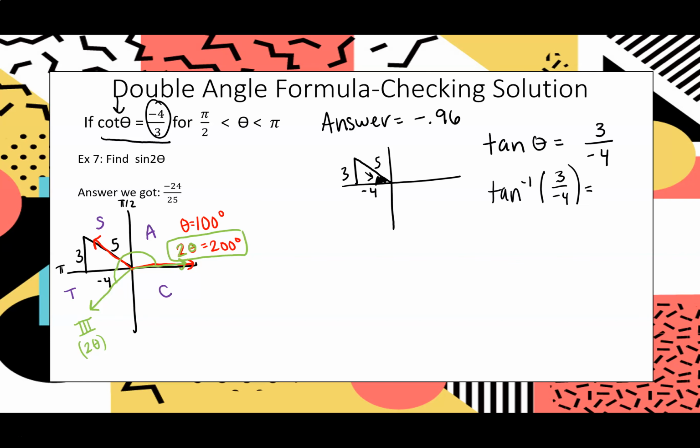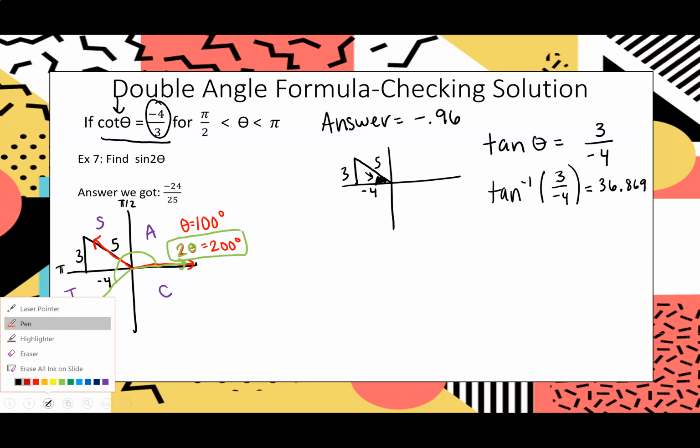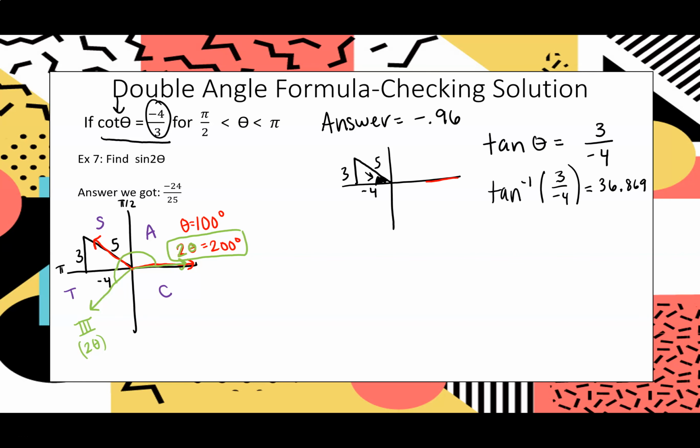And what do I get for that? I get -36.869 degrees. Remember, I told you to keep it positive. So in this case, we've got 36.869. All right. Well, how are we going to find this answer? We're really looking for what this angle is right here. Well, what is that angle? That's going to be 180 degrees minus that black degree, right?